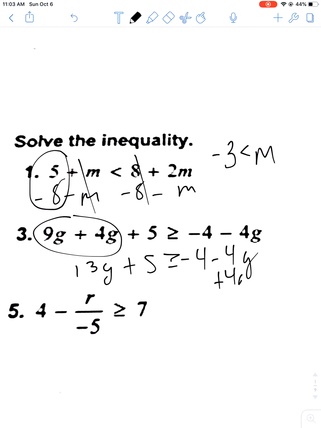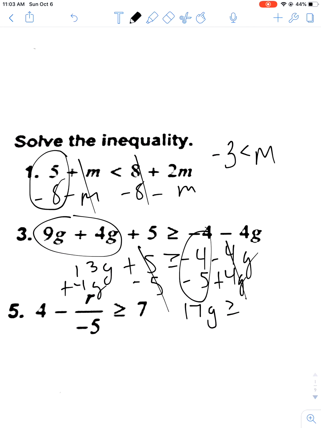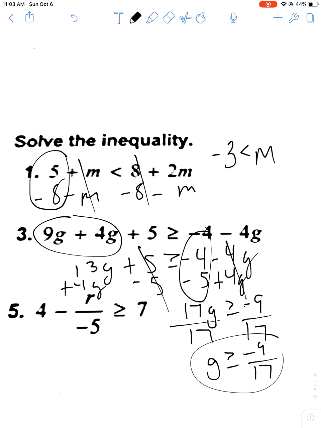Move your variables. Move your constants. Cancels, cancels. I get 13 plus 4 is 17g is less than or equal to, same sign, so we add, 4 plus 5 is 9. Divide by 17, divide by 17. G is greater than or equal to 9 over 17. So don't forget, fractions, totally okay here.